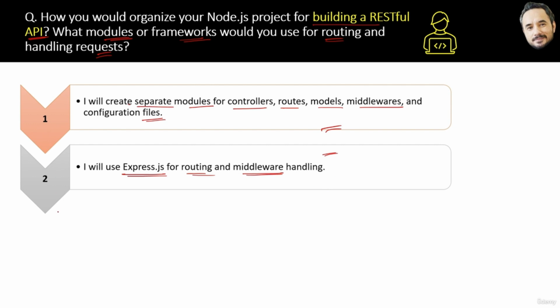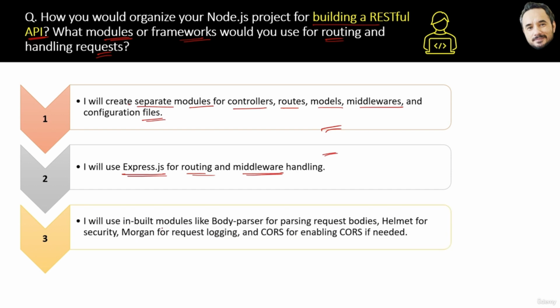Now, the third step I will take is I will use inbuilt modules like body parser for parsing the request body, helmet for security, Morgan for request logging, and CORS for enabling CORS if needed. And this third step is optional and basically based on your requirements. You can manipulate this point as per your own project experience.